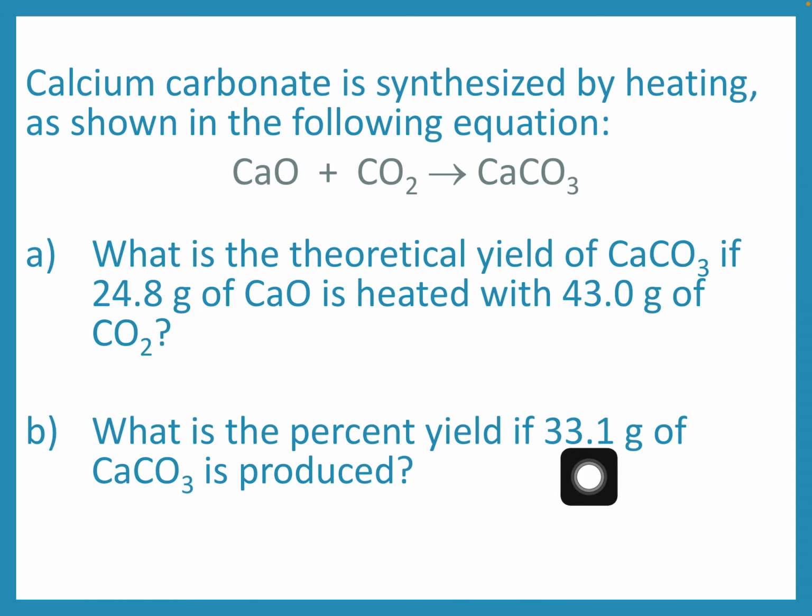So those have all been theoretical yields. And then this is given as an actual yield. So if this reaction is actually carried out with these amounts of reactants, and this is the amount of calcium carbonate. So once we calculate the theoretical yield from A, we can use that with our actual or experimental yield here to calculate the percent yield.